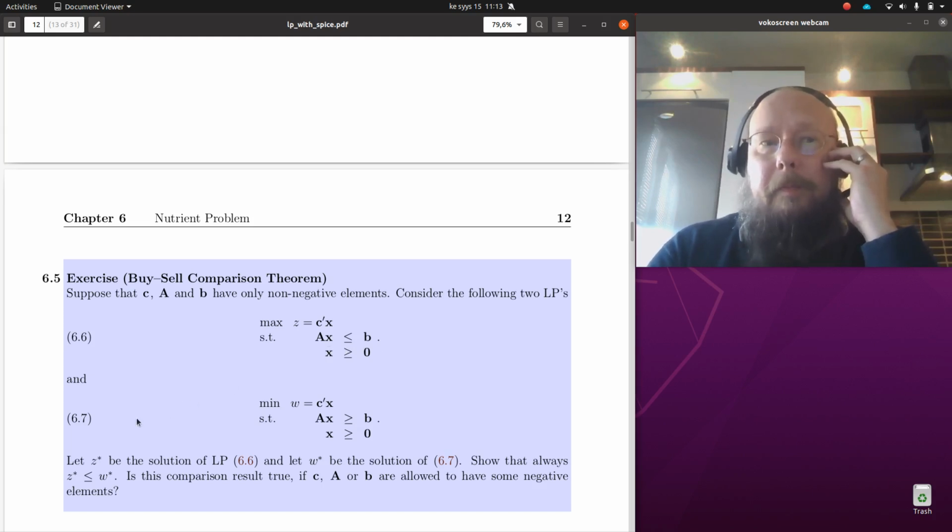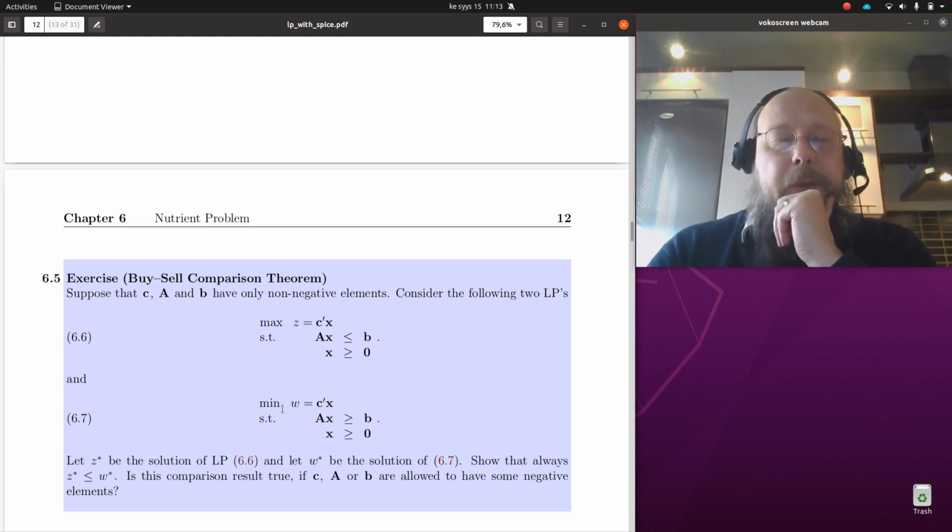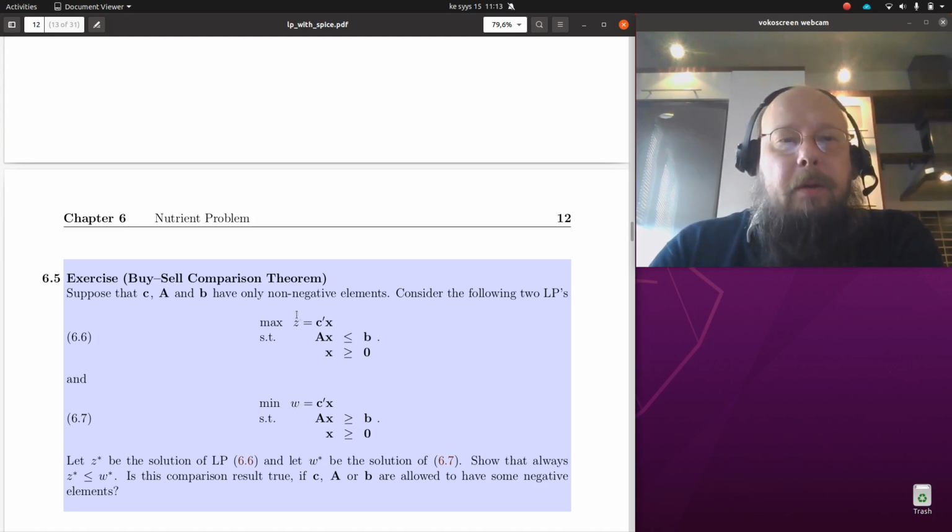So then the other way around. So this was the buyer's side. So this was the Naib Stilgar. So Naib Stilgar wants to minimize, and let's call it w now, so it's not clashing there. And obviously it's the same cost function, c transpose times x.